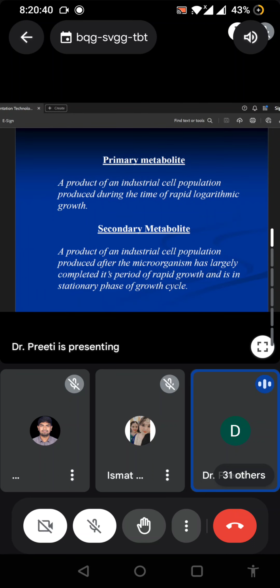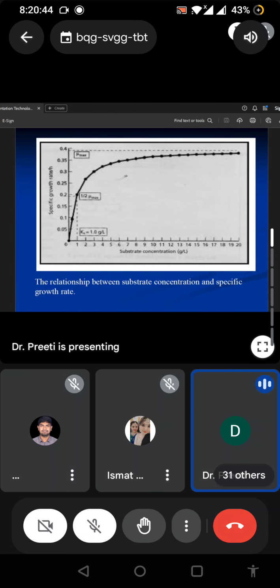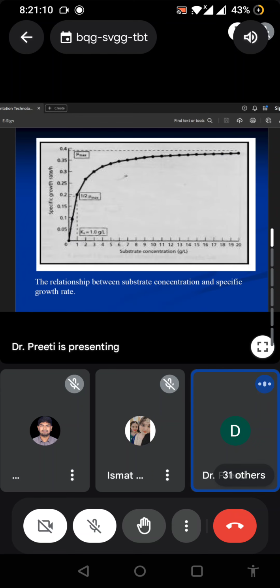So here are some mathematical points. What is a primary and secondary metabolite, I told you. Here you see the gradient. We take the log of the number of cells to make the curve straight. When we get a straight line, its slope or gradient gives us the specific growth rate. So with time, how many cells will grow and how much biomass we will get can be calculated easily.